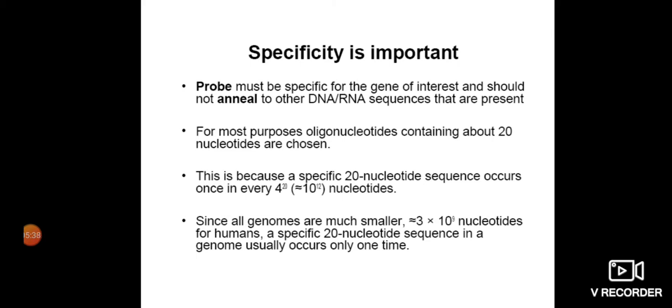So for this purpose, an oligonucleotide containing 20 nucleotides is chosen. Since all genomes are much alike, approximately 3 x 10^9 nucleotides for humans, a 20-nucleotide sequence in a genome usually occurs only one time. So we can get high specificity.